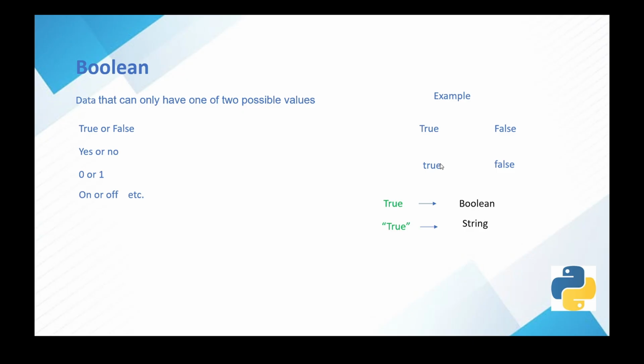So whenever we are writing True in Python, we have to write a capital T. For example, if we write T, R, U, E, it is a Boolean. If we write this True inside double quotes, it is a string.